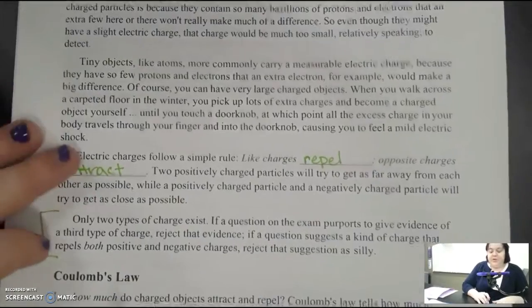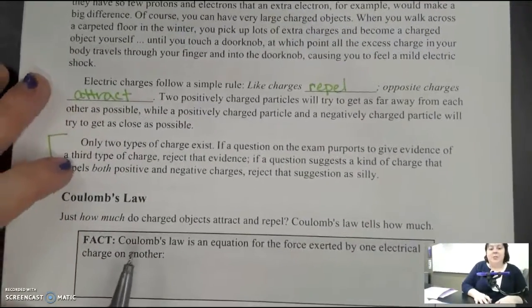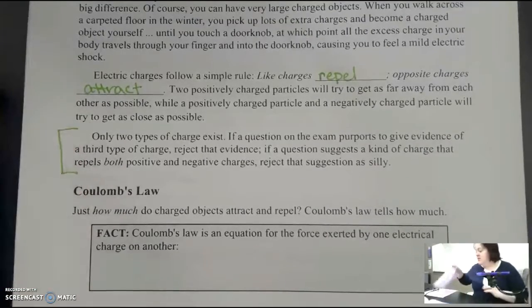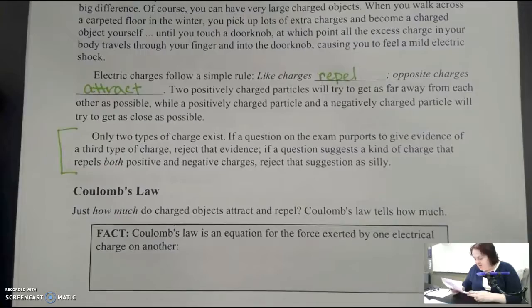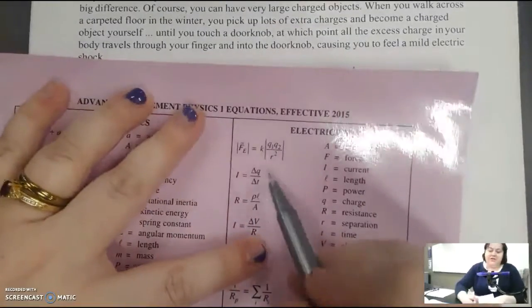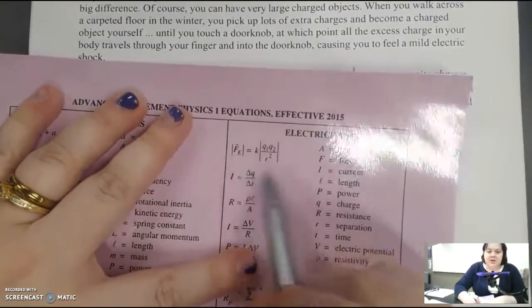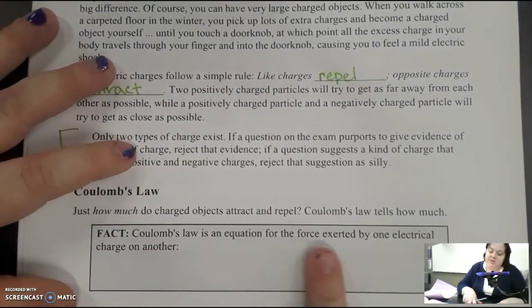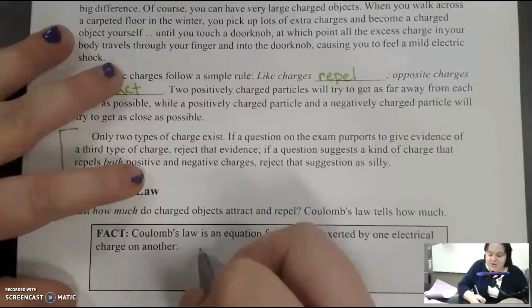So, Coulomb's law. Exactly how much do charged objects attract and repel? Coulomb's law gives us a number. Coulomb's law is on the formula sheet under electricity. It's this right here, and we're going to write that. It's an equation for the force exerted by one electric charge on another.